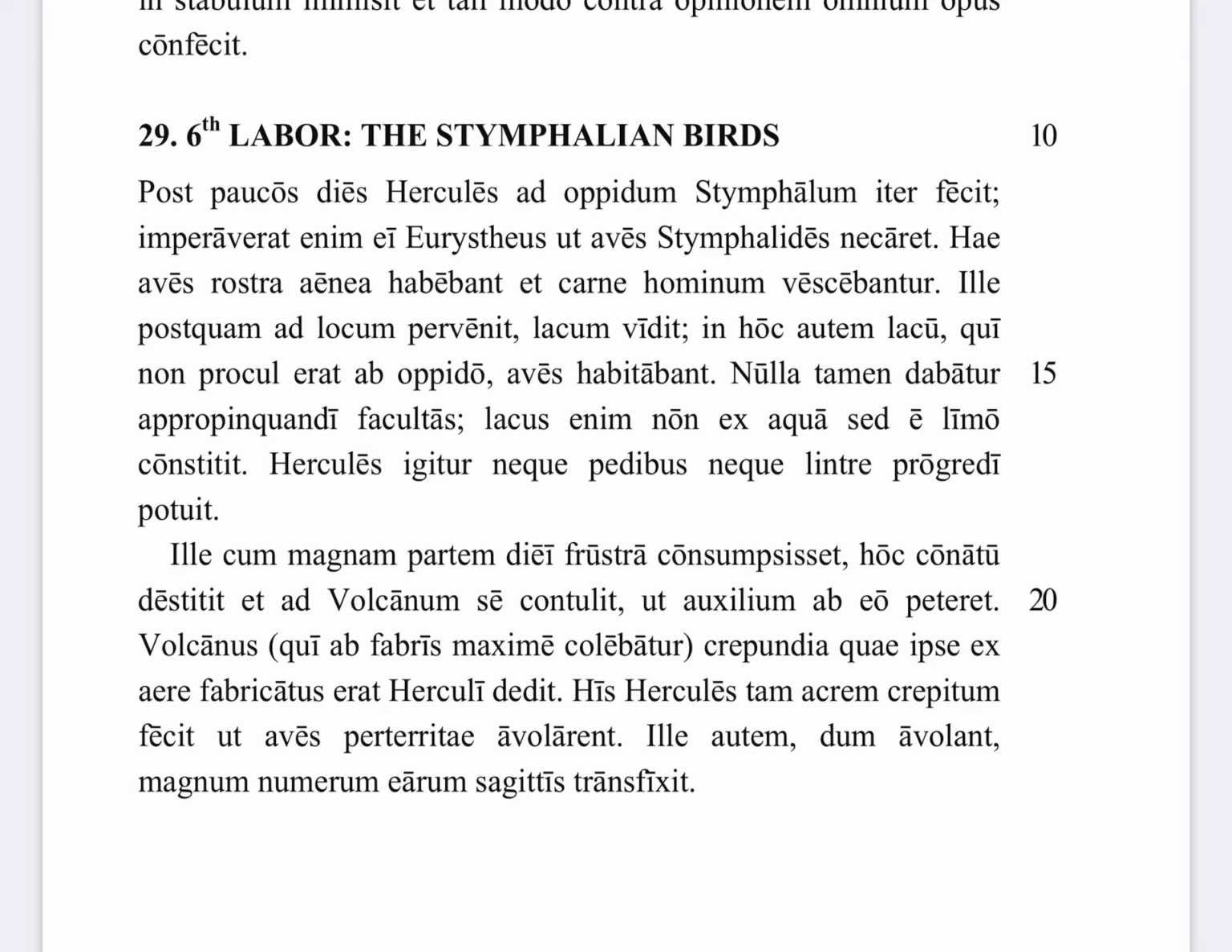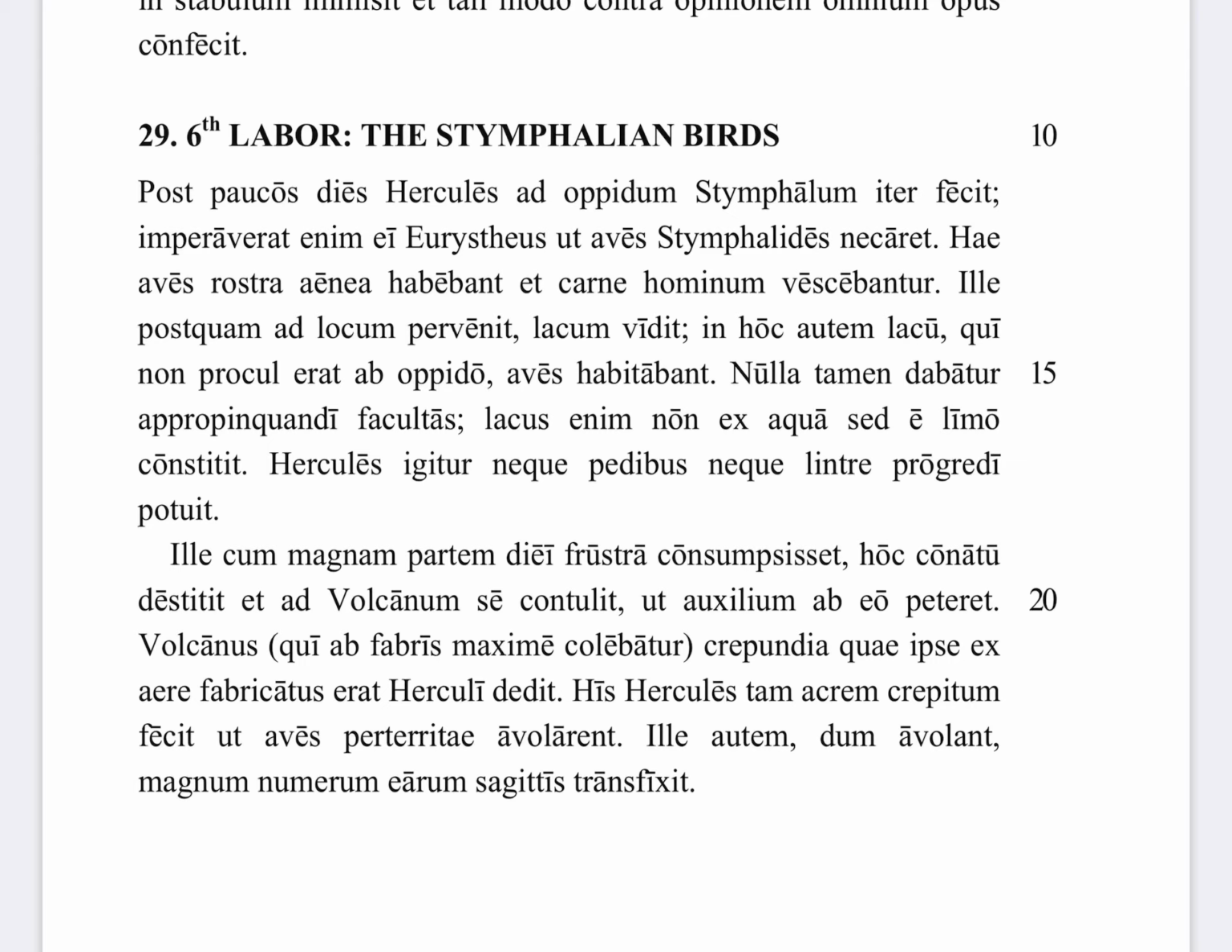All right, continuing. Ille postquam ad locum pervenit, he, after he came to the place, lacum vidit, saw the lake. In hoc autem lacu, moreover, in this lake, qui non procul erat ab oppido, which was not far off from the town, aves habitabant, the birds lived.